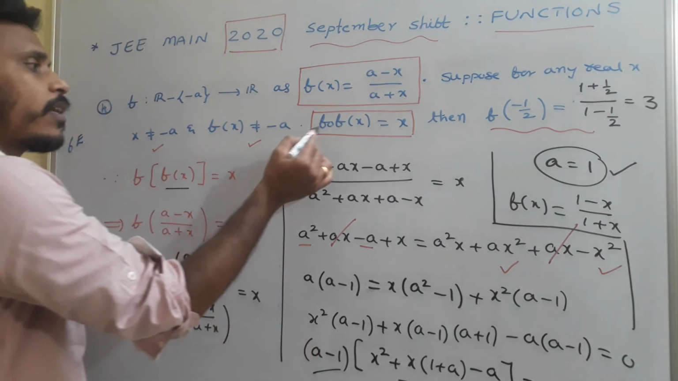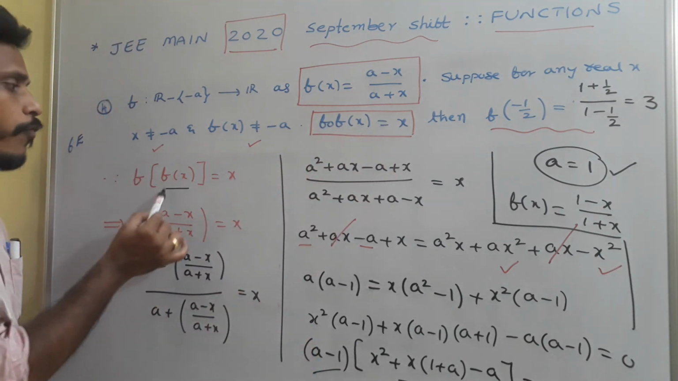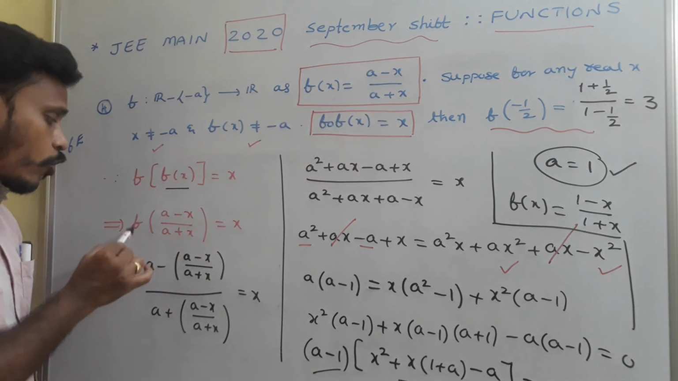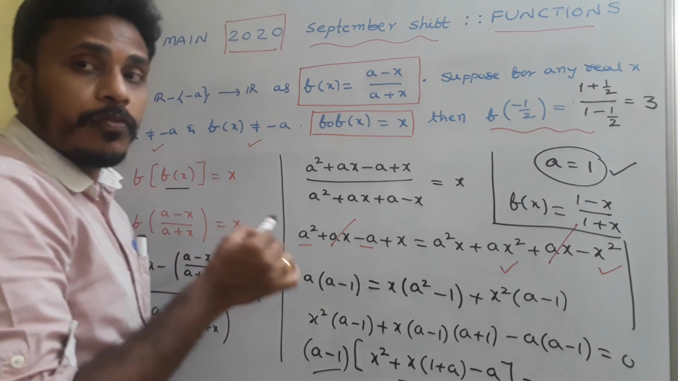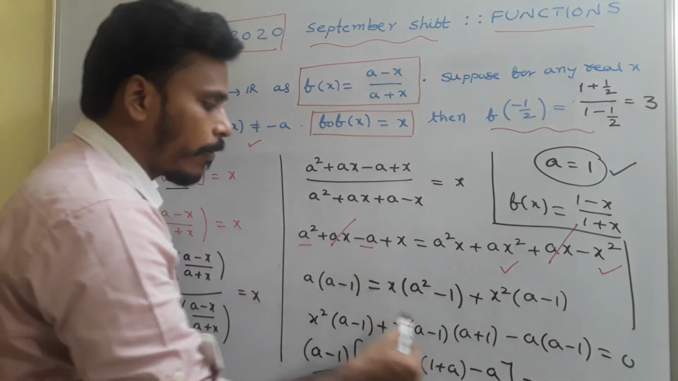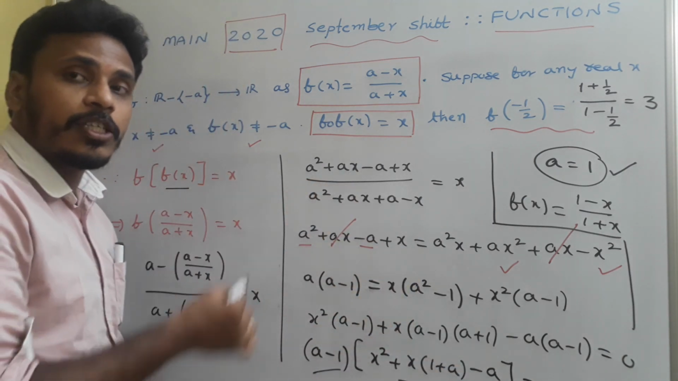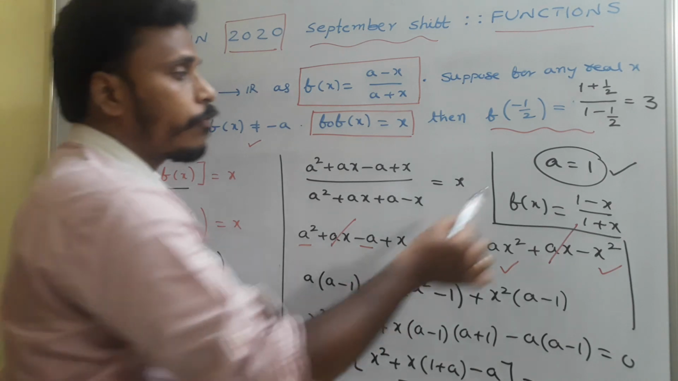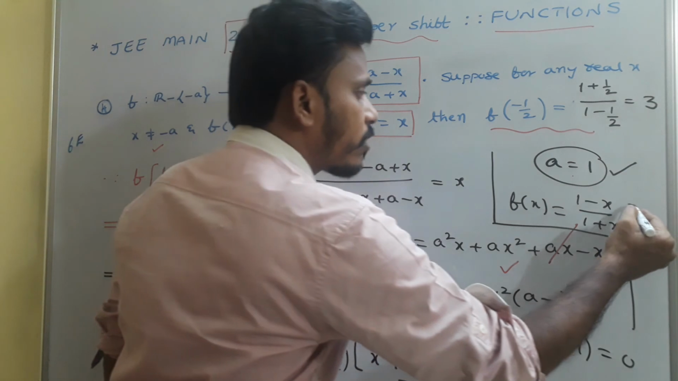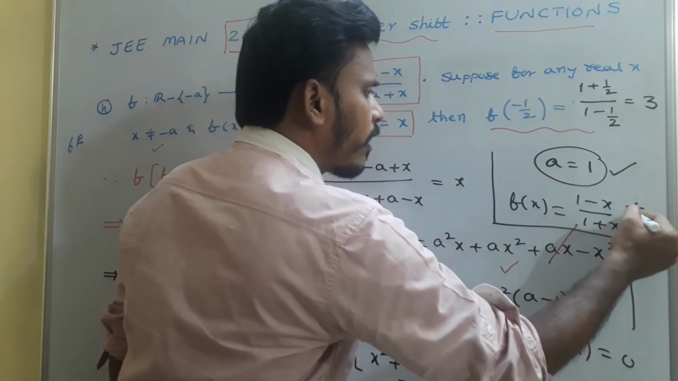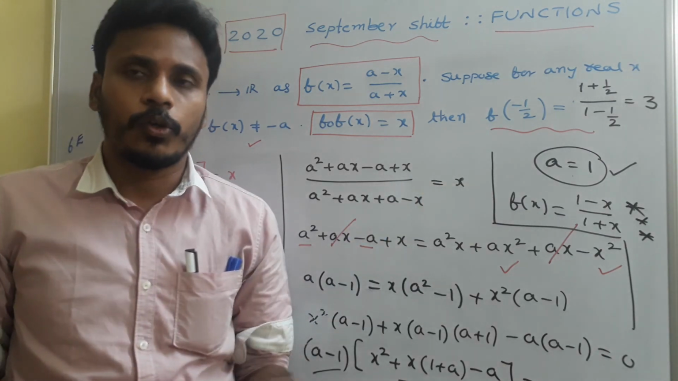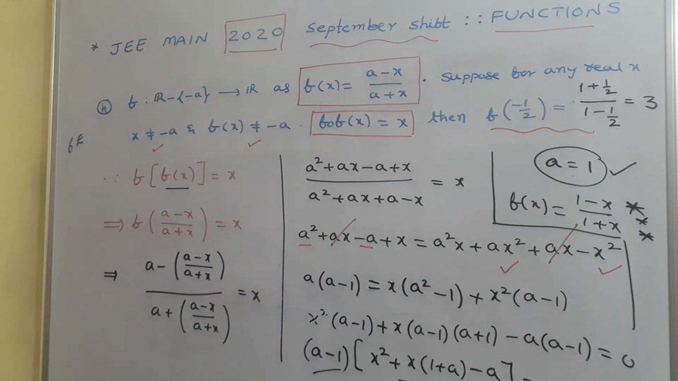Once again, f of f of x is given as x. So f of x is x. F of this f of x part, a minus x by a plus x. So f of this thing in the sense, replace x with this a minus x by a plus x. And then on cross multiplication, on simplification, we have a is equal to 1 as one of our choices. If a is equal to 1, f of x will become 1 minus x by 1 plus x. At the end, this is our function. And after that, since we are trying to calculate f of minus 1 by 2, replace x with minus 1 by 2, you will get your answer as 3. That's the question. Have a look.